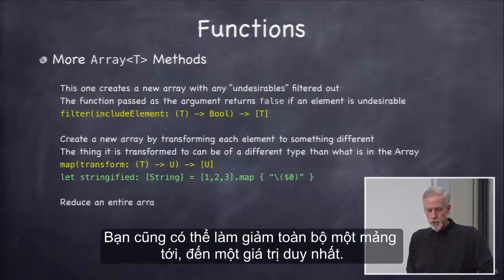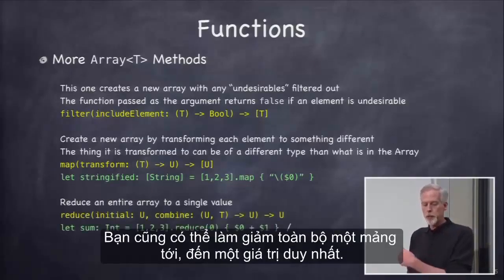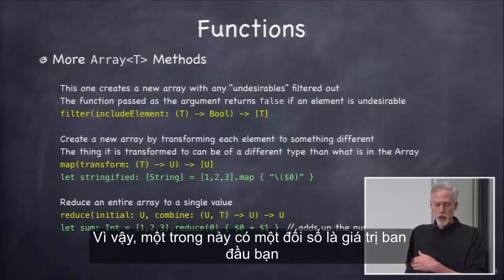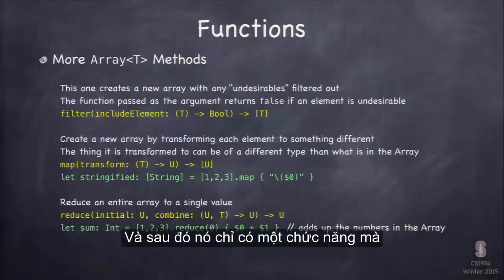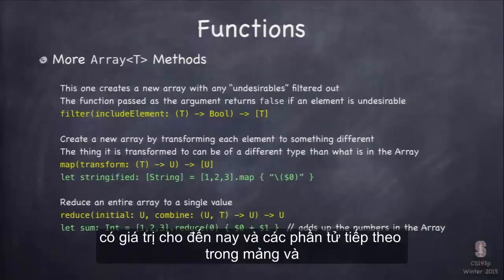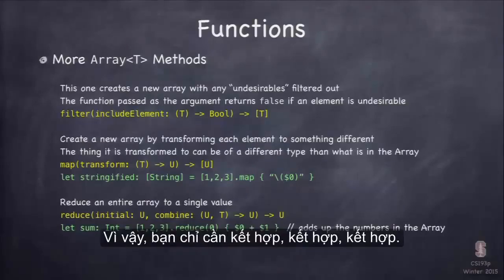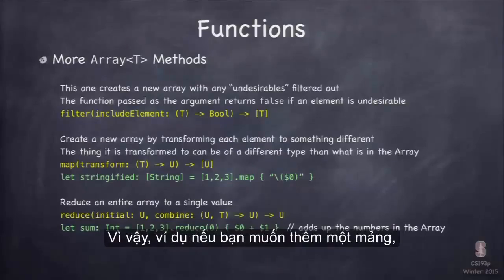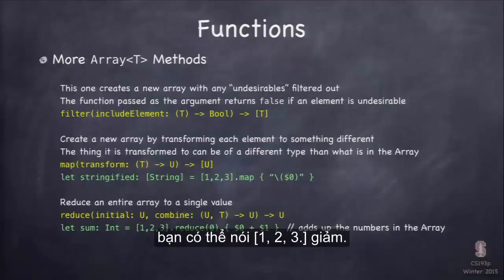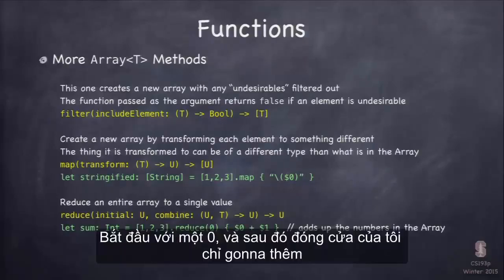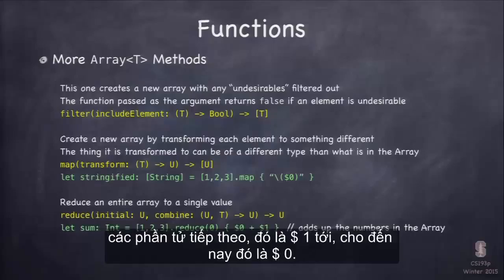You can also reduce an entire array to a single value. So this one takes an argument which is the initial value you want to start with, and then it just takes a function that takes the value so far and the next element in the array, and you return what the combination is. So you're just combining, combining, combining. So for example, if you wanted to add up an array, you could say [1, 2, 3].reduce, start with a 0, and then my closure is just going to add the next element, which is the $1, to so far, which is $0.